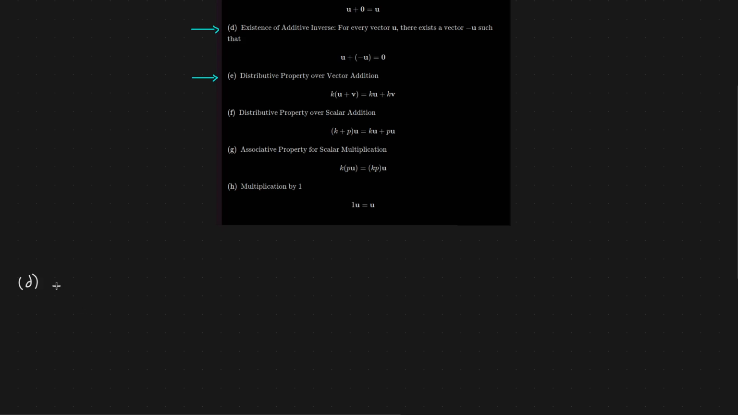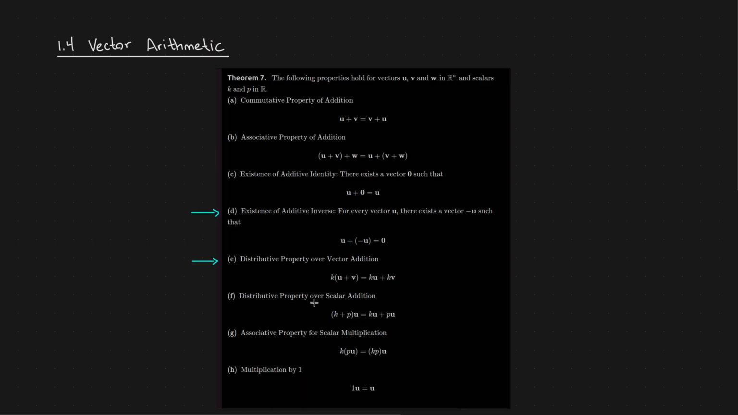And when you start a proof, it's usually a good idea to write the word proof. That way everyone knows, hey, this is what we're doing. We are proving a result. Now the theorem itself has told us a couple properties. It has told us that U and V and W are vectors in Rn, and K and P are real numbered scalars.